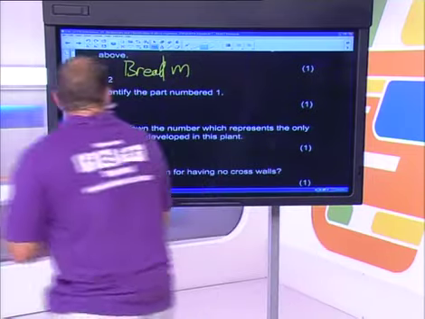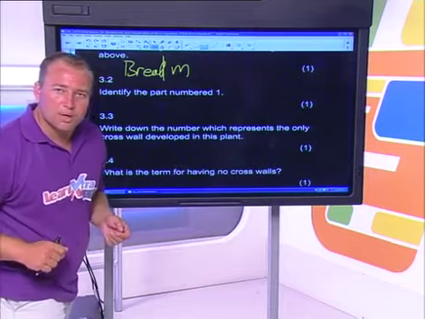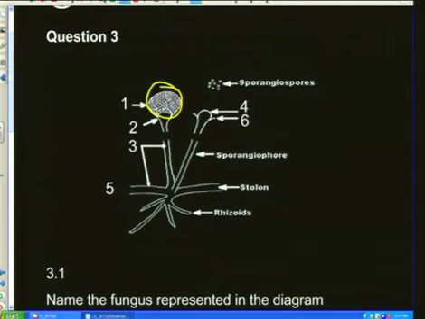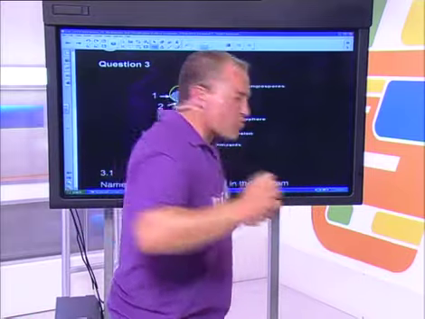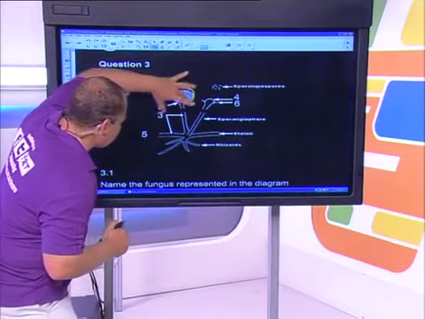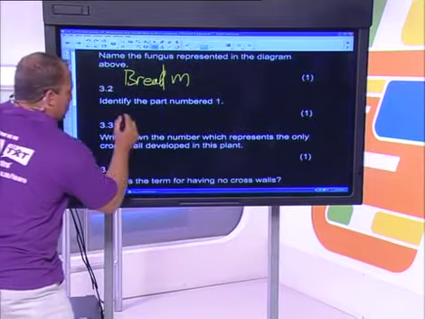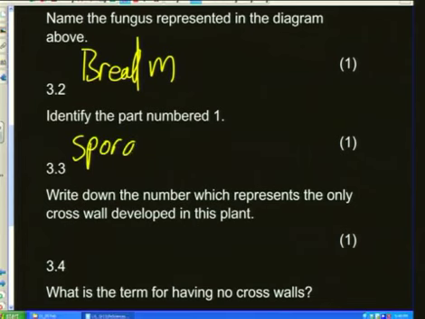Right, next one. Identify part number one. This piece here, that is your sporangium. It carries the spores. It holds the spores, the sporangium. Remember, that is the place where you're creating the gametes. Can you remember that? So if we bring it down here, it's your sporangium, just your plain sporangium.